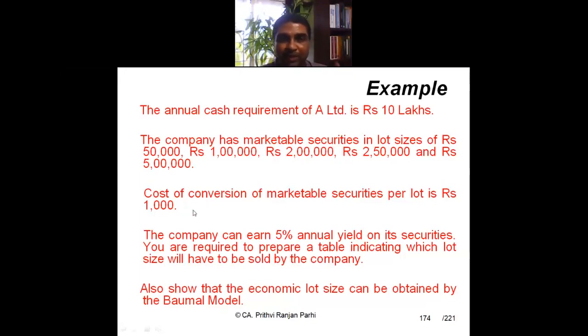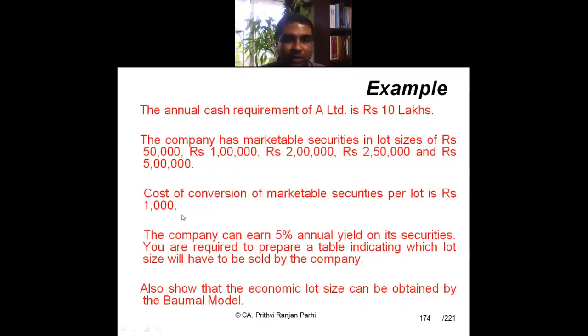Conversion cost means per transaction cost is 1,000 rupees. That is your transaction cost, or you can say this is your ordering cost. The company can earn 5% annual yield on these securities. If money is invested in these lots, then what will be the rate of interest? 5% is the rate of interest. That means when the company is not investing, the company is sacrificing this 5%. When the company is keeping cash, it is sacrificing this 5%. That 5% will be called the carrying cost.